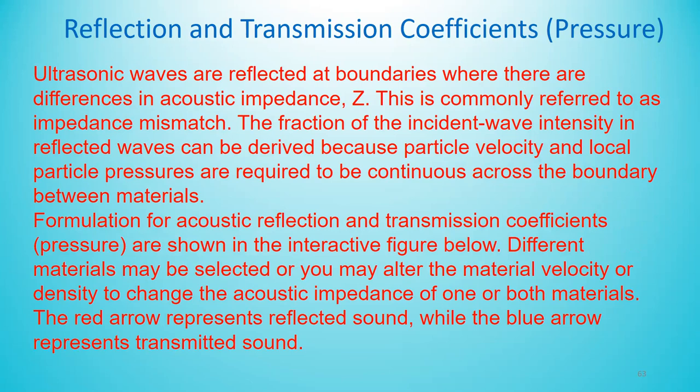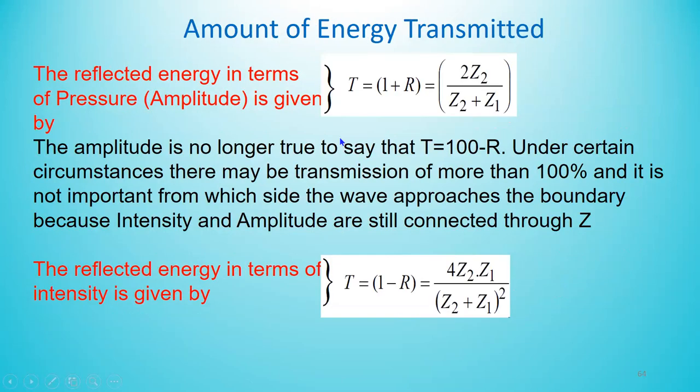Different materials may be selected, or you may alter the material velocity or density to change the acoustic impedance of one or both materials. The red arrow represents the reflected sound, where the blue arrow represents the transmitted sound. Leave it. So we don't have that. You can see it inside the NDT Resource Center. The reflected energy in terms of pressure amplitude is given by T equals 1 minus R.